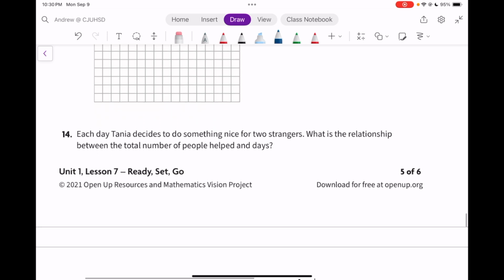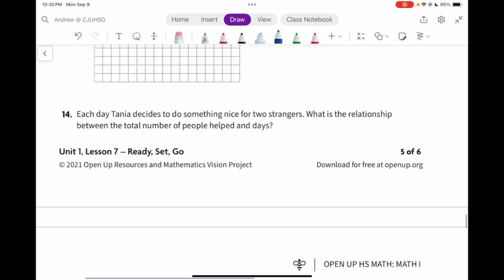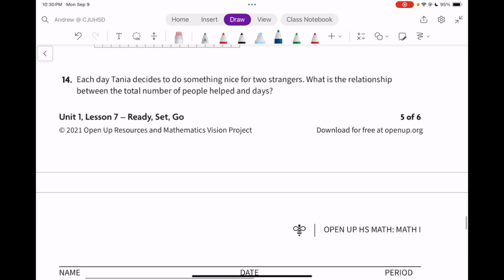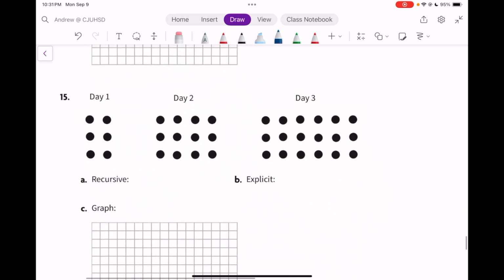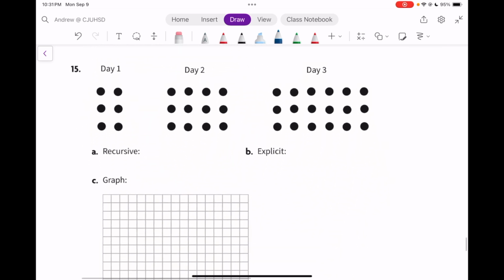And let's see, 14. Do something nice for 2 strangers. What's the relationship between the total number of people helped and days? So total number of people helped. Might be helpful if you made a table of this one. And then finally, a picture again. We've done this picture many times in this unit.